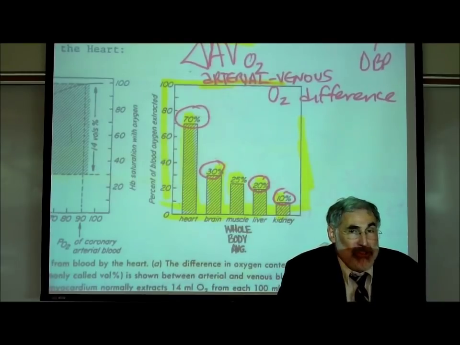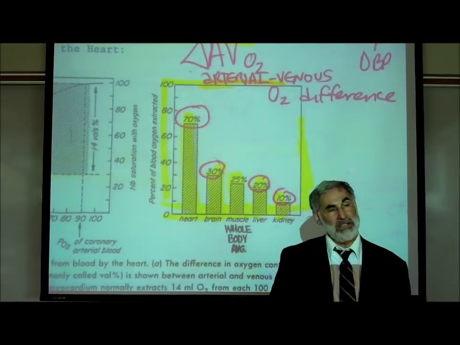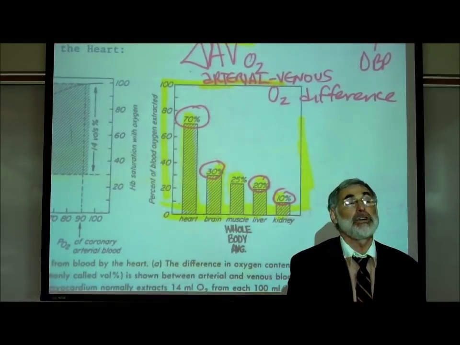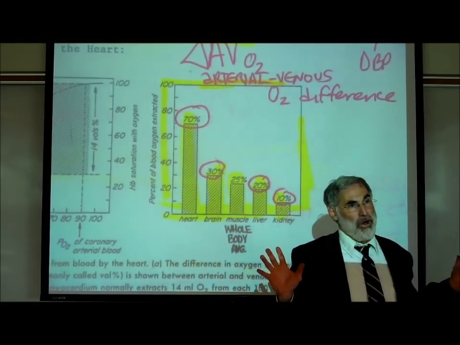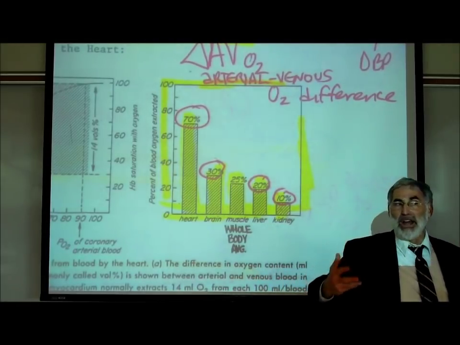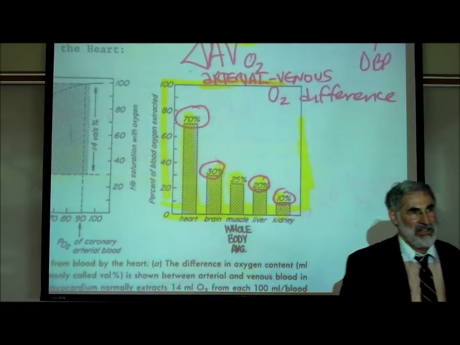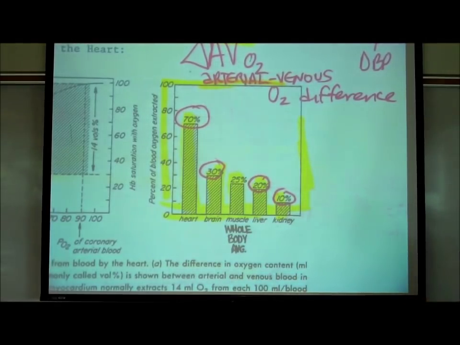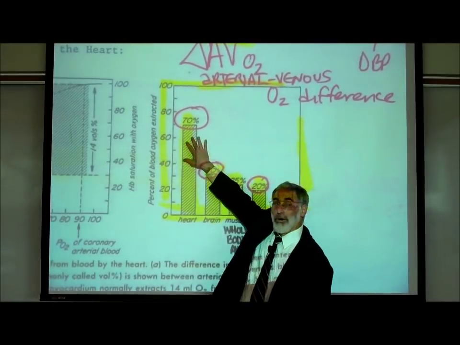Why is it removing so much? For the reasons we've given you. It works really hard compared to other organs, and it only gets blood intermittently. Every time it contracts, the heart stops getting any blood flow. It only receives blood flowing through the coronary vessels when the heart muscle is relaxed. So it's intermittent delivery of oxygen. Now, in spite of this, obviously that's still fine.